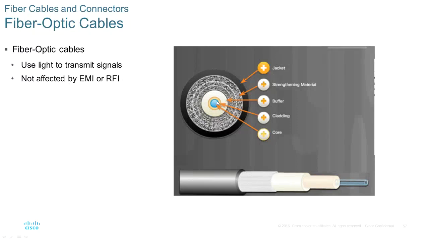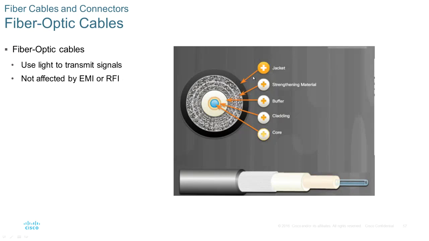So the light travels down the core and reflects off the boundary of the core and the cladding. So it basically bounces back and forth in the core as it travels down the fiber. On the outside of the cladding, you have a buffer material which protects the core. Then you have another layer of material to protect that, and then the jacket.